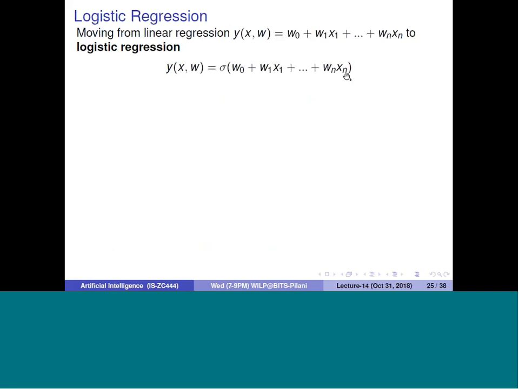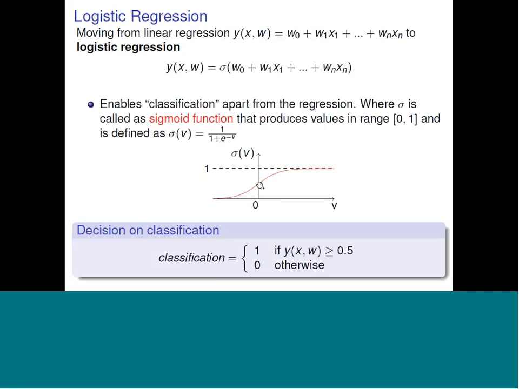Okay, because by this you are going to get some value, and you put this into the sigmoid function. The sigmoid function is going to give you, as we have seen earlier, a value between 0 and 1. So this is the sigmoid function, 1 upon 1 plus e to the power minus v. If you put a value into this formula, it gives the sigmoid of that particular value. So sigmoid of 0 is 0.5, because if you put 0 over here it becomes 1, so 1 upon 2 is 0.5.